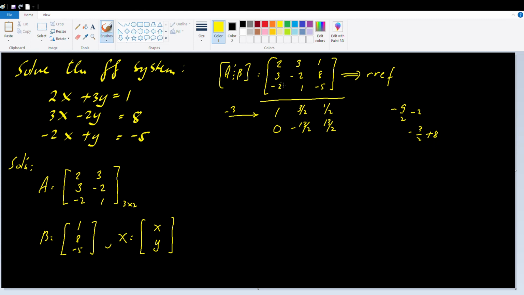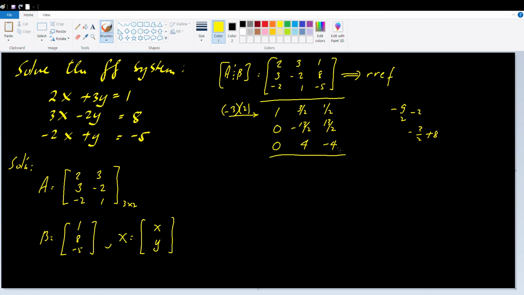Then, we need to turn negative 2 into a 0. So we shall multiply the first row by 2. 2 times 1 is 2 and negative 2 is 0. 2 times 3 halves, that will be 3. Plus 1 is 4. 2 times 1 half is 1. Minus 5 is negative 4.